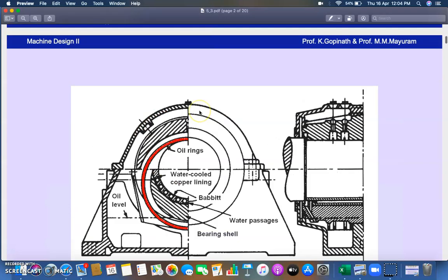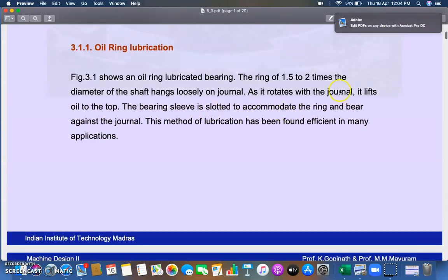This oil ring is used to circulate the lubricating oil in the bearing. As it rotates with the journal, it lifts oil to the top, and the bearing sleeve is slotted to accommodate the ring and bear against the journal. This method of lubrication has been found efficient in many applications, because it is the most common kind of application for supplying lubricating oil.